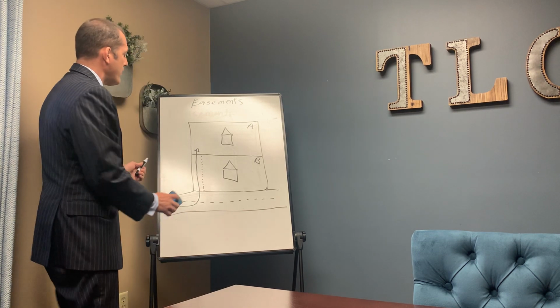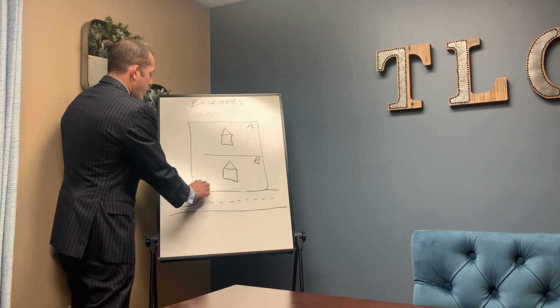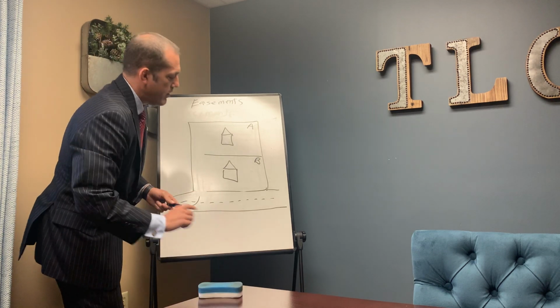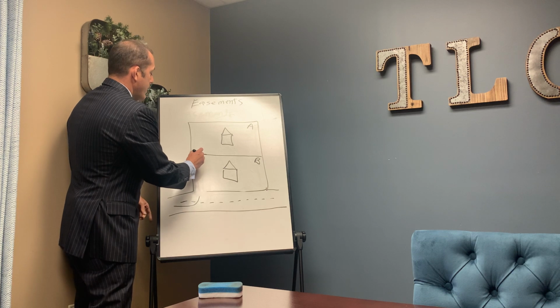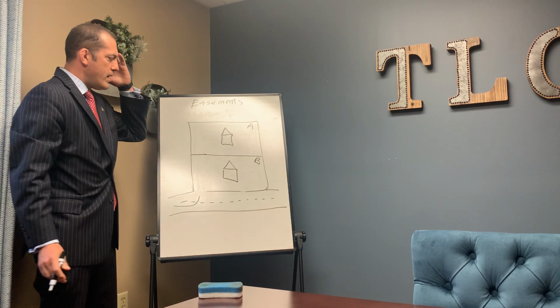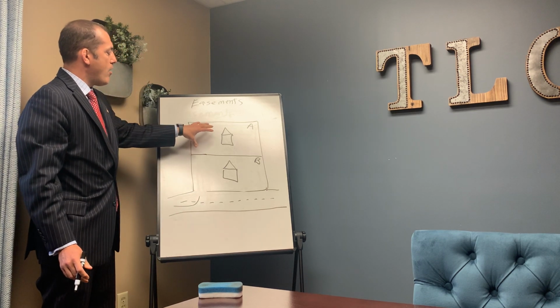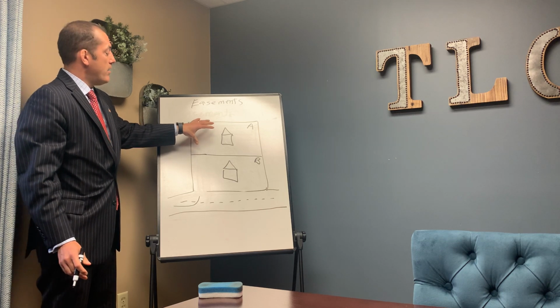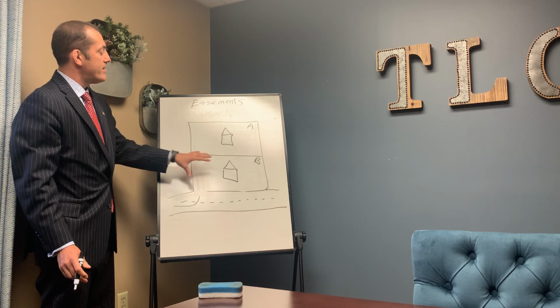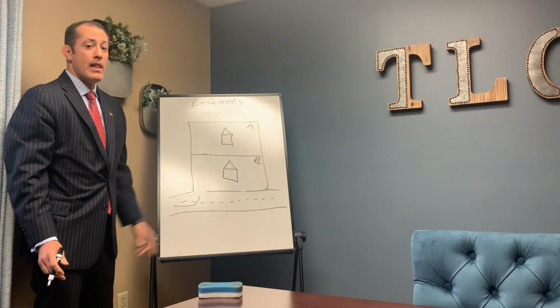If we want to get more technical, let's say that this property was subdivided, but no one ever recorded an easement. So there's no recorded easement of record. So right now, this is what we call landlocked. The owner of lot A cannot access. There's no access points to get to his lot.